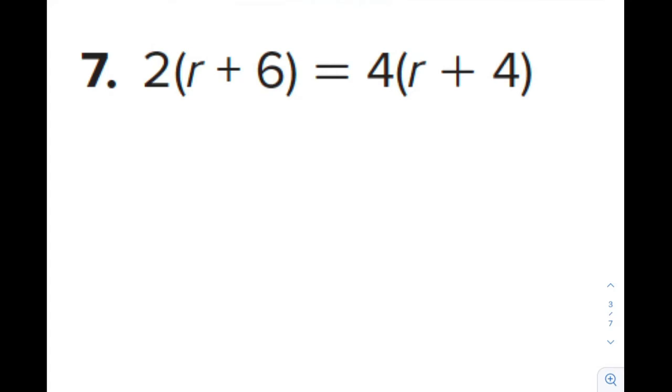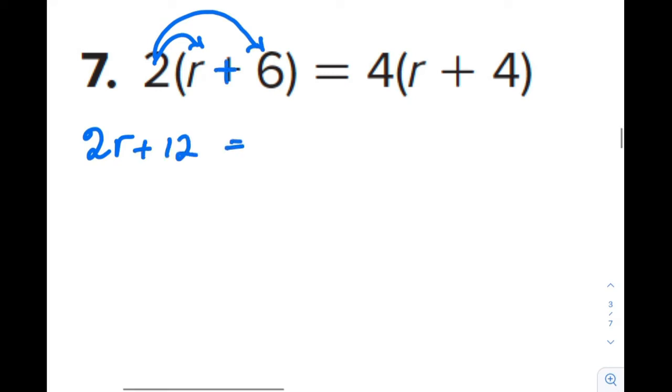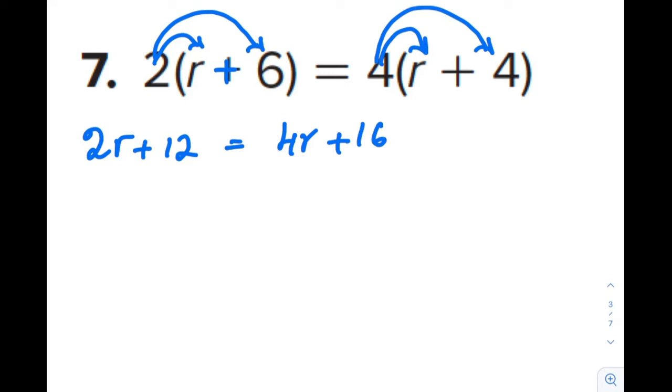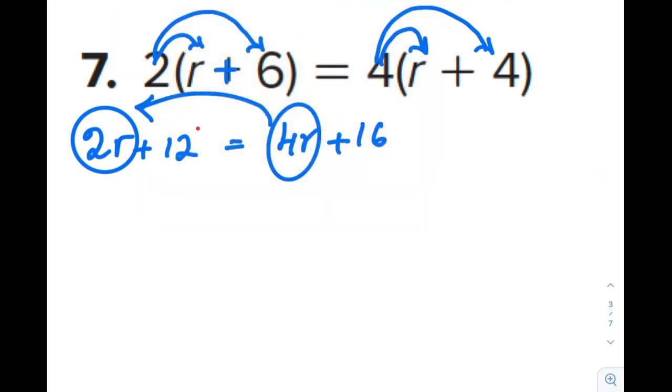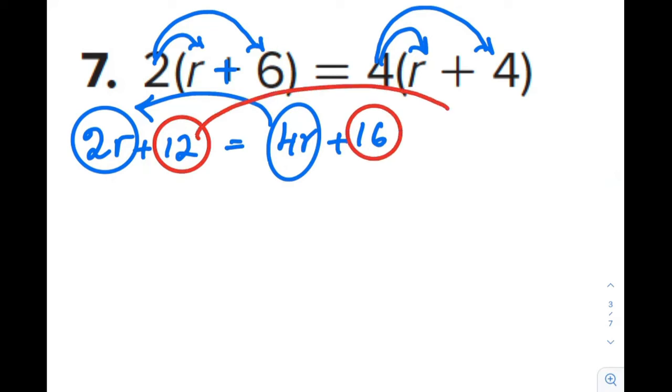We have here 2 brackets, 2 parentheses. We need to use distributive property. 2 times r, 2r. 2 times 6 plus 12, because we are multiplying by positive 6, equals 4 times r, 4r. 4 times positive 4 is 16. We have 4r similar to 2R, so we will combine them together. We have here 12 a number and 16 a number, so we will take the 12 there.